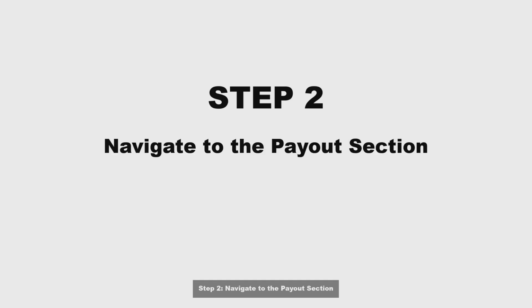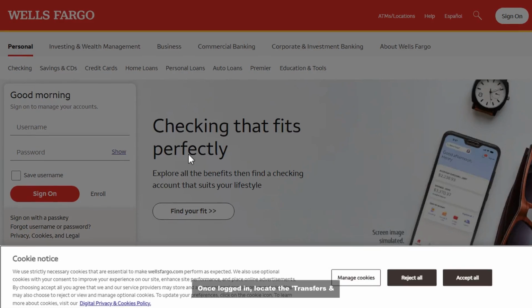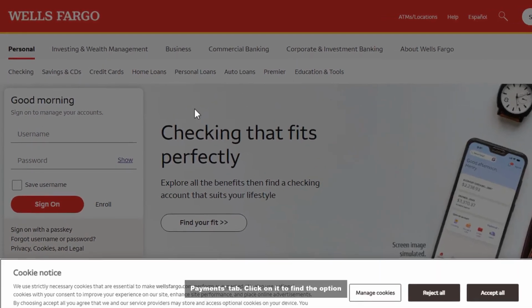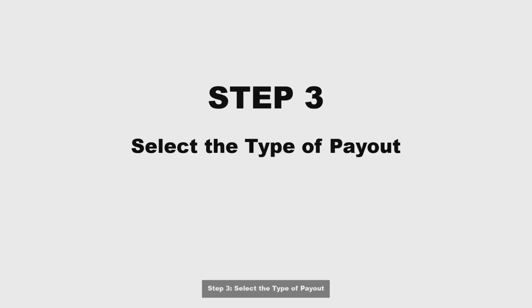Step 2. Navigate to the Payouts section. Once logged in, locate the Transfers and Payments tab. Click on it to find the option for requesting payouts.